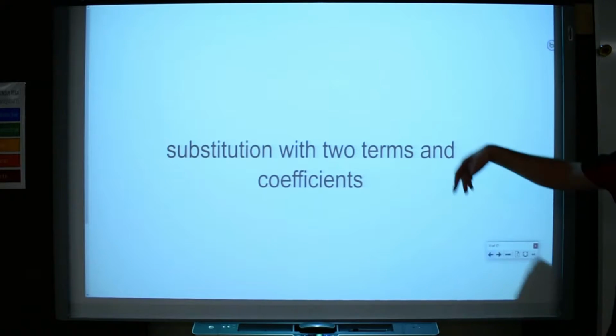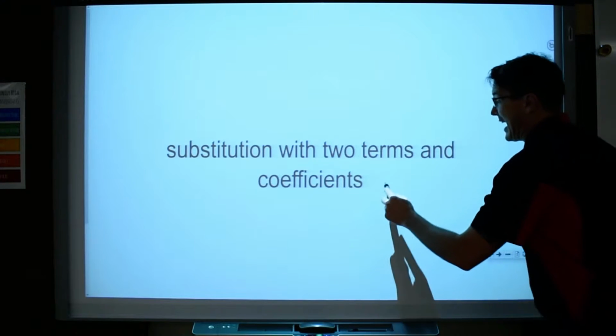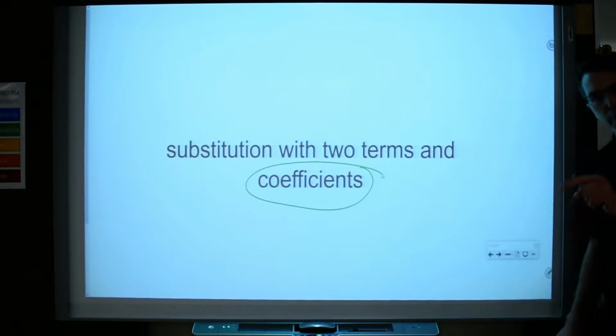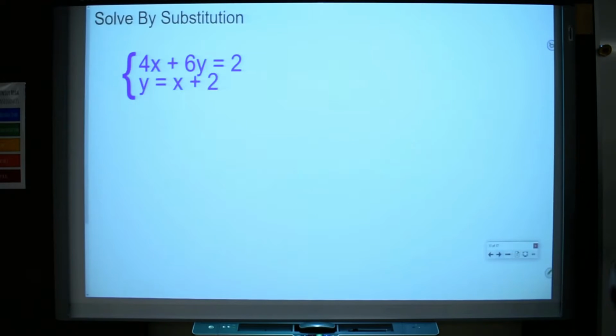So this is called substitution with two terms and coefficients. That's the creeper thing that touches things. And so let's show you what I'm talking about here.